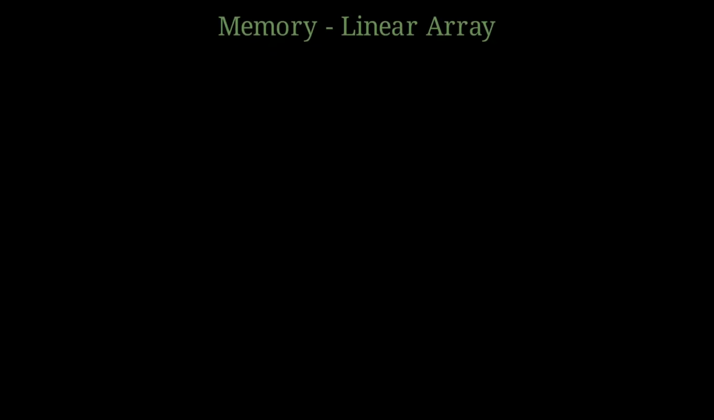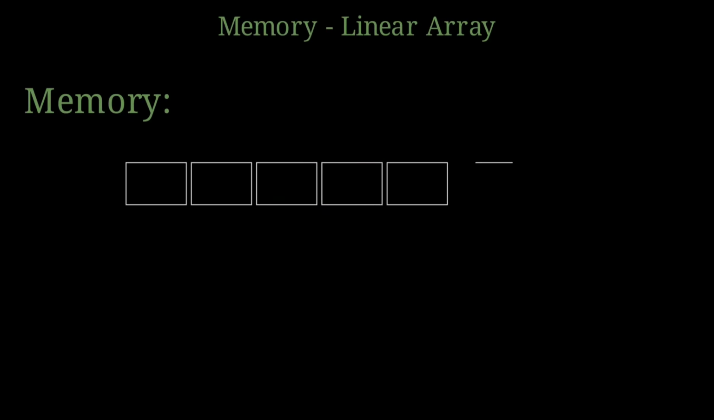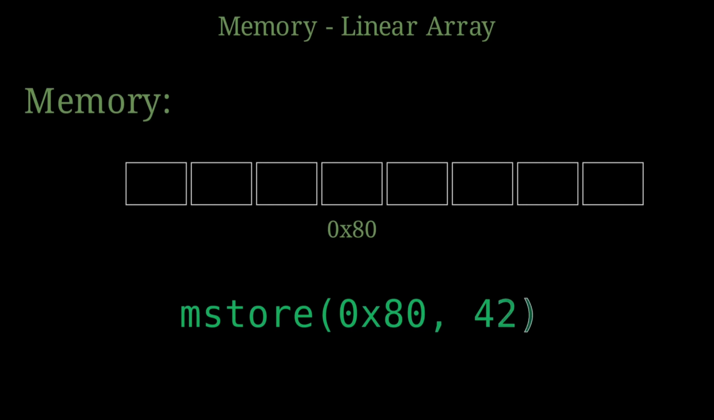Memory is organized as a linear array of bytes. Here's what memory looks like, a continuous sequence of slots that we can write to and read from. Each position in memory has an offset. Here's offset 0x80, which is a common starting point for memory operations. Now, let's execute the mstore operation. We're storing the value 42 at offset 0x80. The value 42 is now stored at position 0x80 in memory. Remember, this data is temporary. Once our transaction ends, this memory is wiped clean.